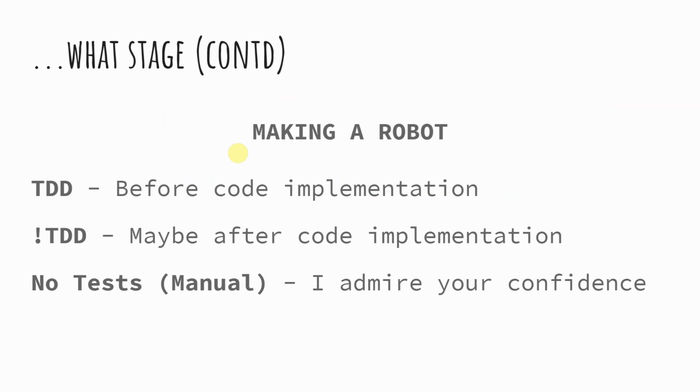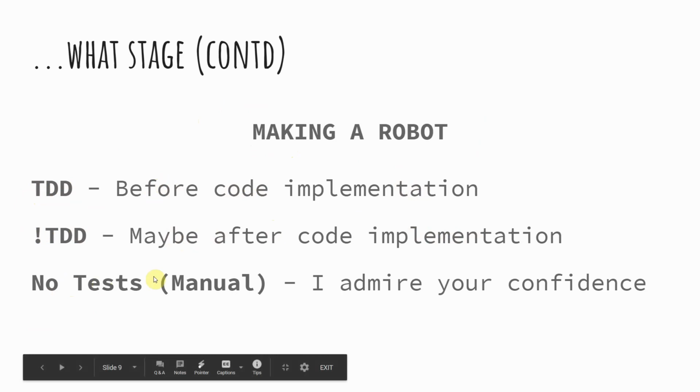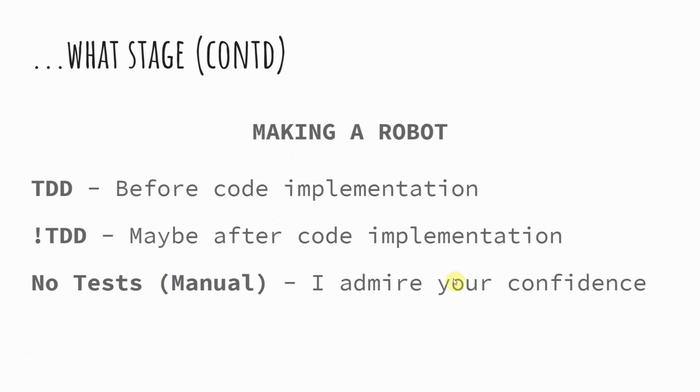To do this, let's take a very simple example: we want to create a robot. This is just a very basic, fictional example. So test-driven development says I would write my test before I implement my code. If you are not using test-driven development, you might write tests after the code implementation, or you could decide not to write any test and you test your robot manually.